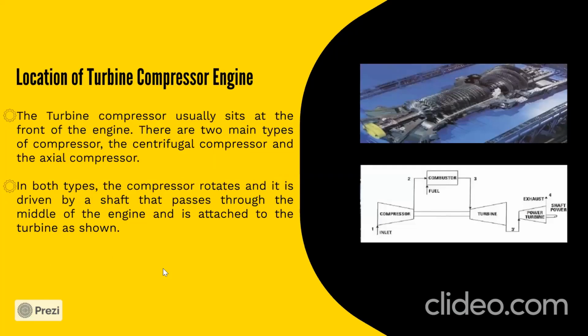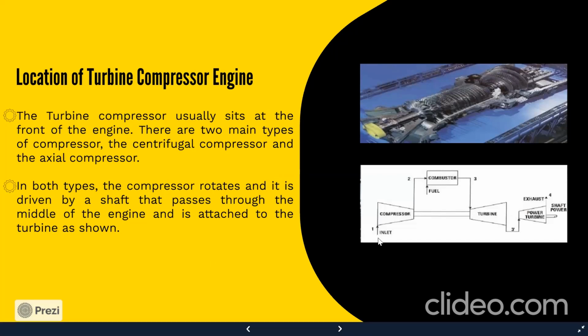Location of the turbine compressor engine. The turbine compressor usually sits at the front of the engine. There are two main types of compressor: the centrifugal compressor and the axial compressor. In both types, the compressor rotates and is driven by a shaft that passes through the middle of the engine and is attached to the turbine, as shown.